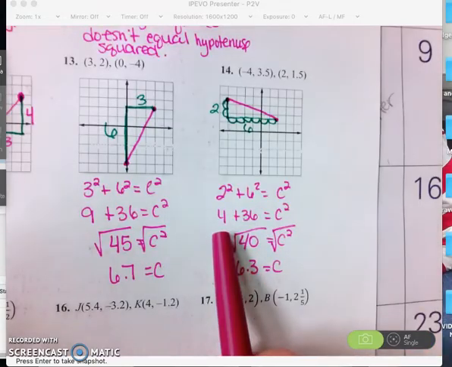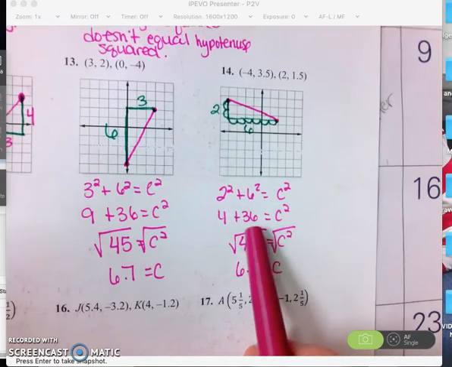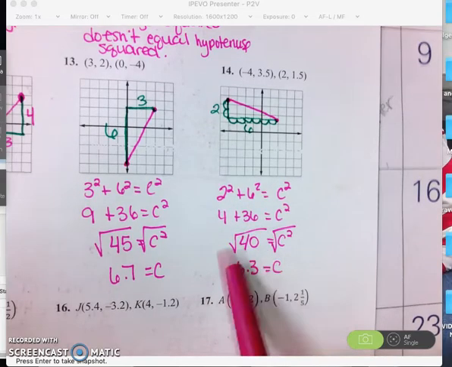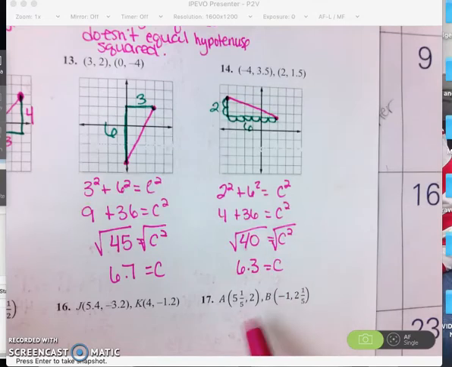Alright, so I just kind of finished this one. 2 squared is 4, 6 squared is 36. Add them together, you get 40. Then you need to find the square root of both sides, and you get 6.3 is equal to C.